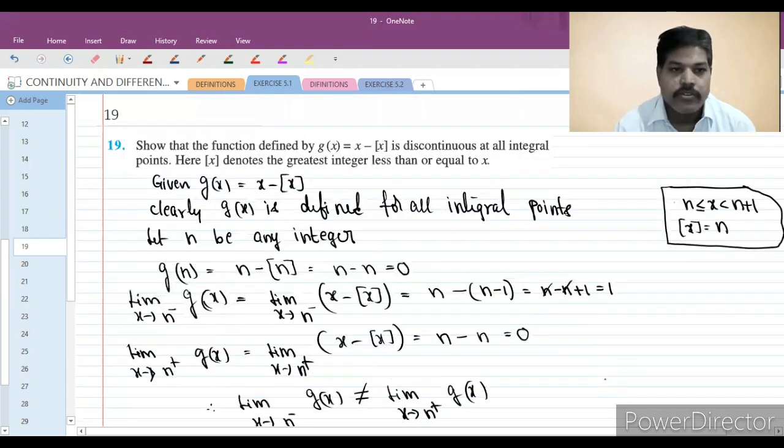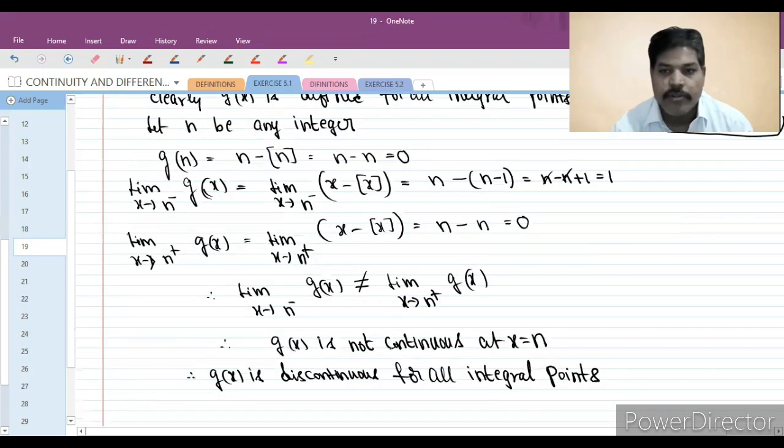Okay, so see that question, students, and practice that question. Here you have to understand that if x extends to n from the left, x less than n, in that case the step x value is n minus 1. If x extends to n plus, then the step x value will become n only. So in that case, the left hand limit is not equal to the right hand limit. Therefore, g of x is not continuous at x equal to n. Therefore, g of x is discontinuous for all integral points. So see that question, students.